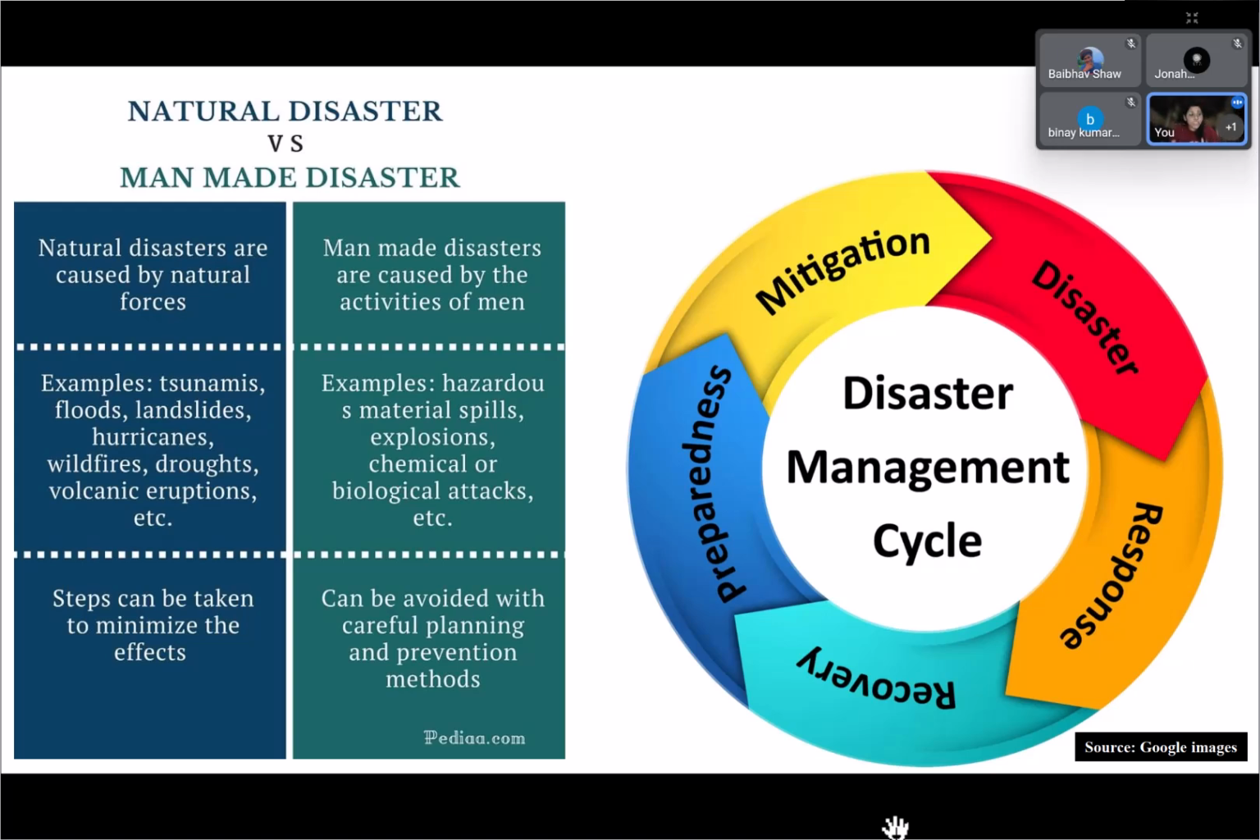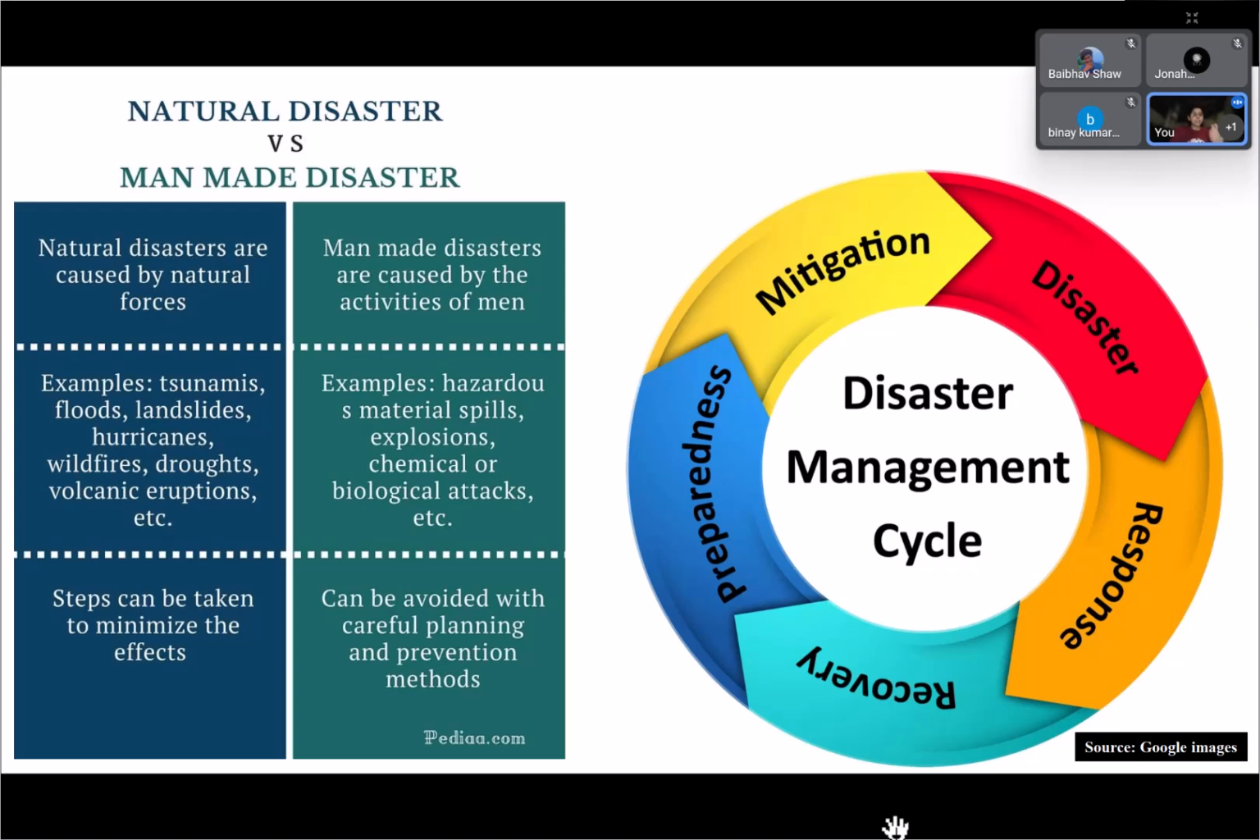Then you have the disaster, the actual incident, and then response is what you are immediately doing right at the moment of a disaster, and how successful your response is depends on your preparedness and your mitigation. And lastly, you have recovery, which is about how you recover from the losses, how quickly you do this, and how quickly you get ready for your normal cycle.